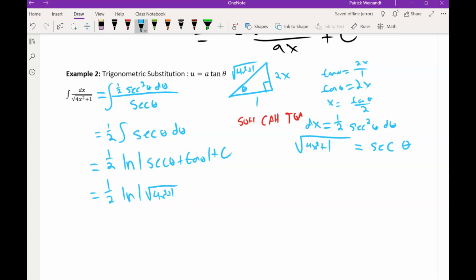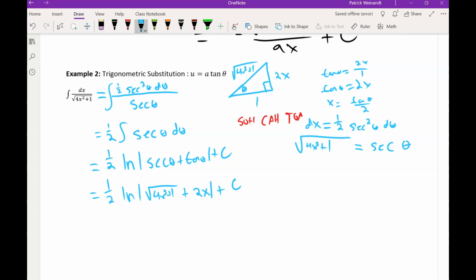Okay, now we're adding tangent. We know tangent is opposite over adjacent, so that's just going to be 2x over 1, or 2x. Absolute value of that plus c. Can I drop the absolute value signs and put them in parentheses? The answer is no, because you could still have a negative value here potentially. So we're just going to leave this as it is. This is our antiderivative. Okay, that one's not too bad.